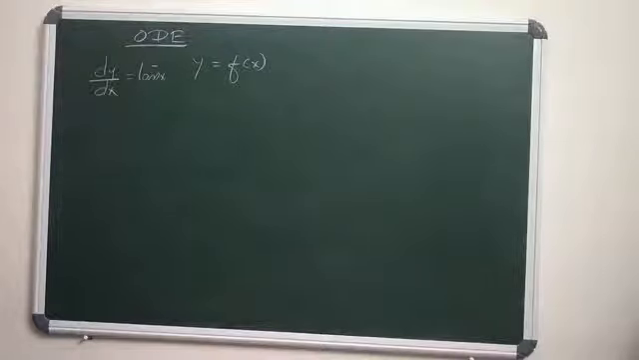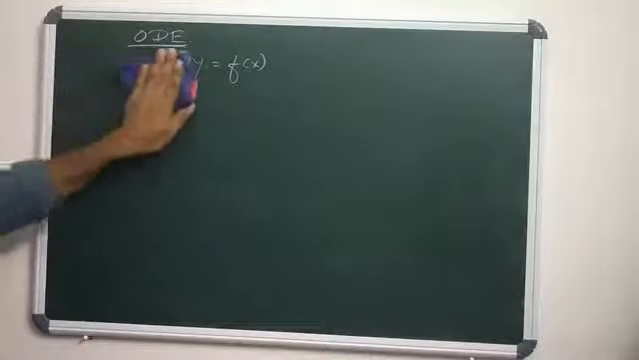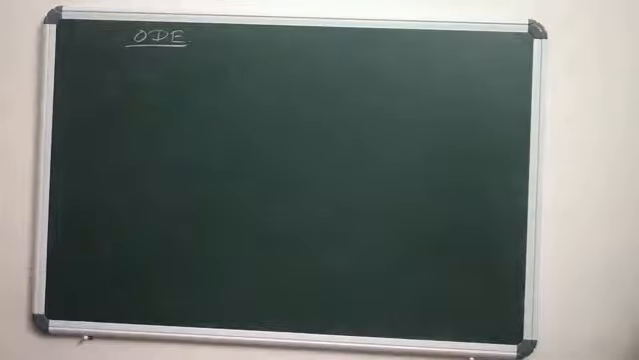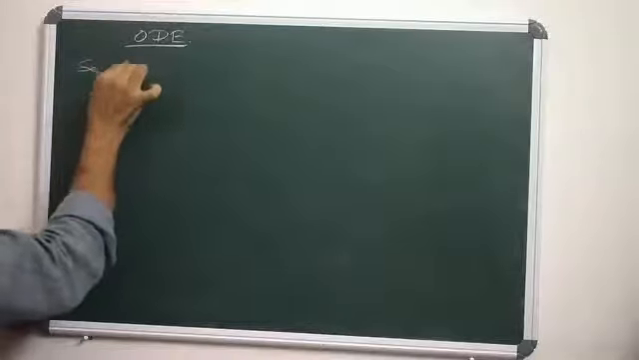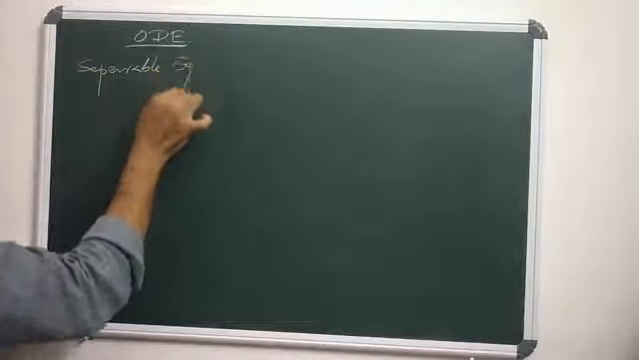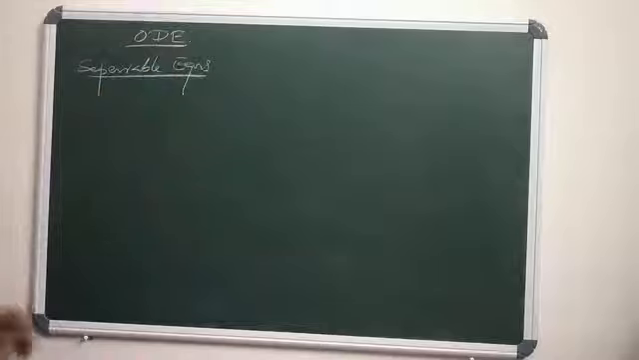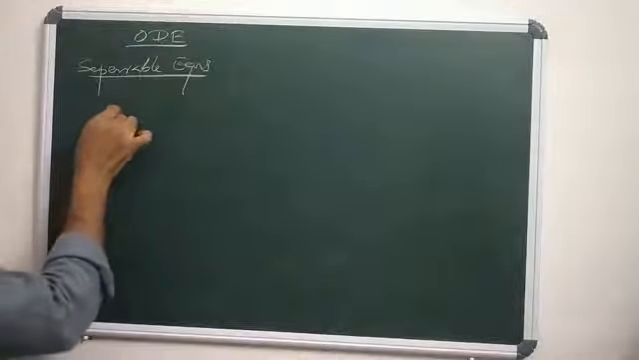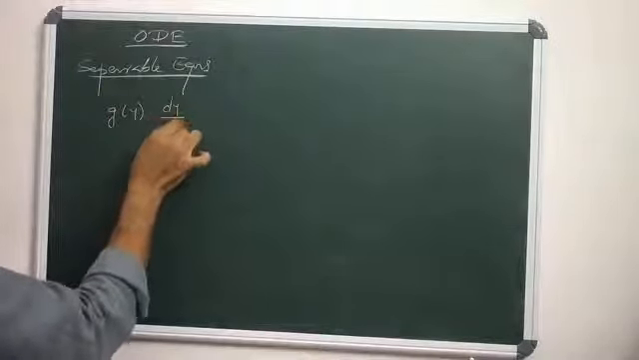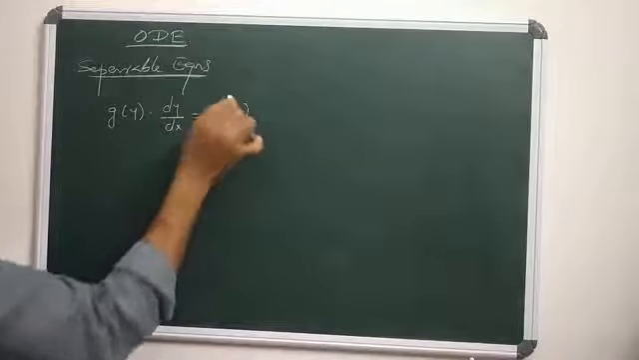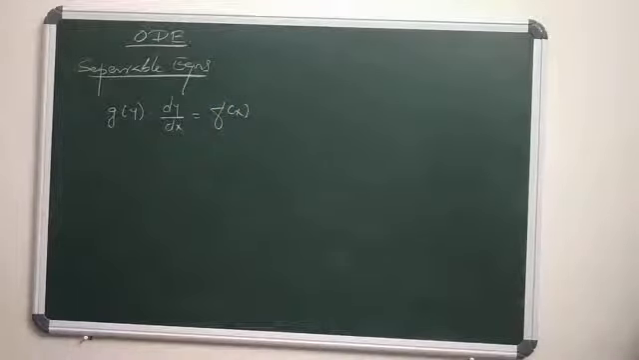Okay. Now the solution of an ordinary differential equation. How to solve an ordinary differential equation? So first is the variable separable form, or separable form. Separable equations. What is a separable equation? A separable equation means you consider a differential equation g of y into dy by dx equals f of x. Consider this. This is a differential equation.